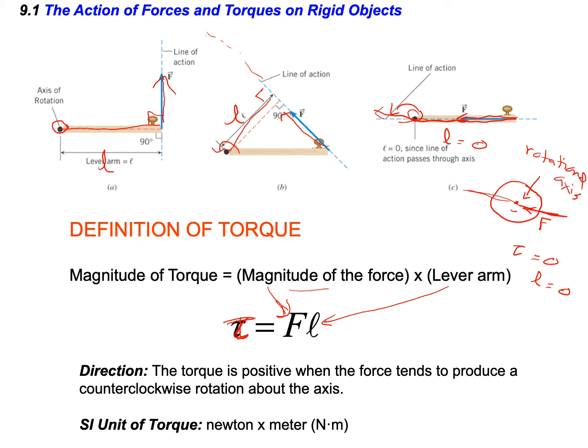Even if it is any arbitrary shape, if you apply a force through the axis of rotation, you will never be able to rotate. So this torque is zero. In order to turn something, you have to apply a force away from the axis of rotation. Then you have a lever arm, the perpendicular distance, and then you have a torque.